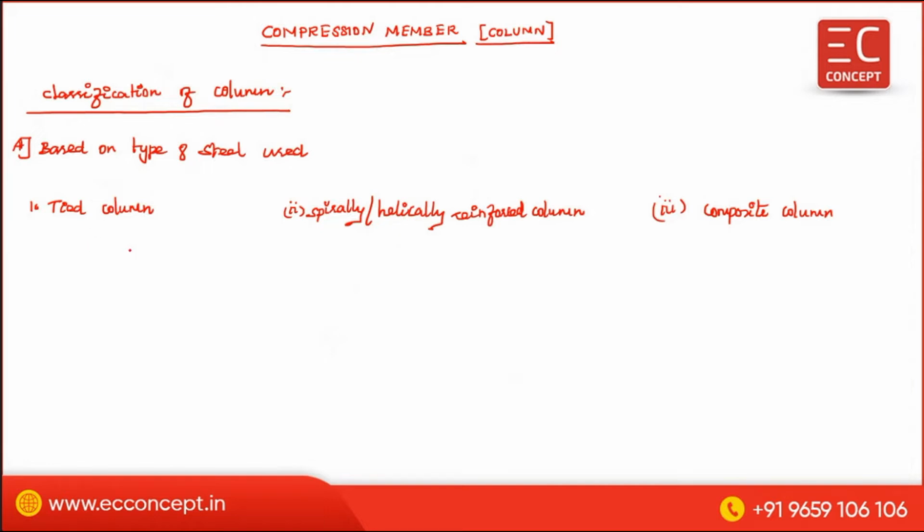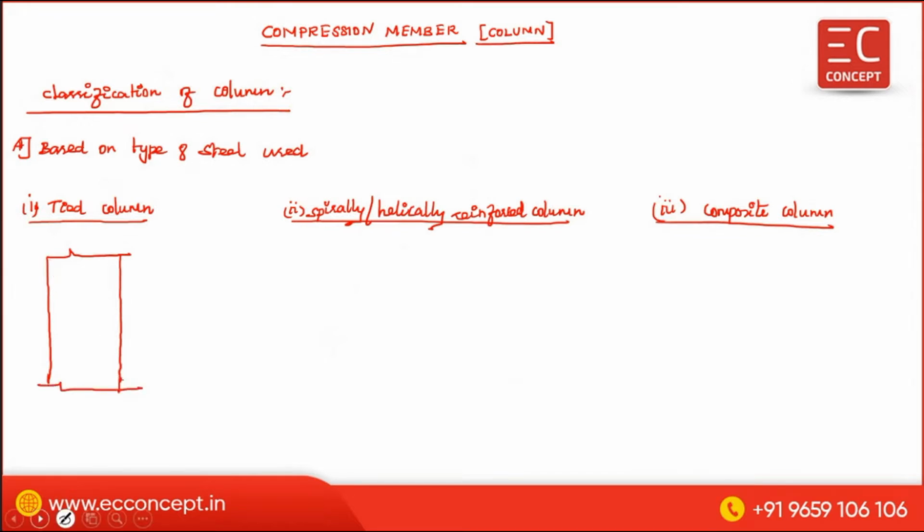Here the tied column, in the sense, there are three types of column. One is a tied column, another is a helically reinforced column, and the third is a spirally reinforced column. Now, a tied column is the column which is made up by using ties.